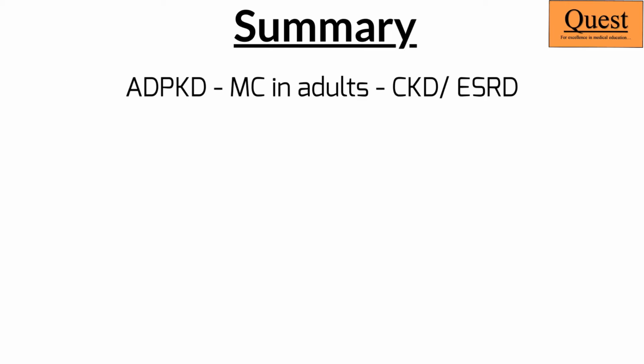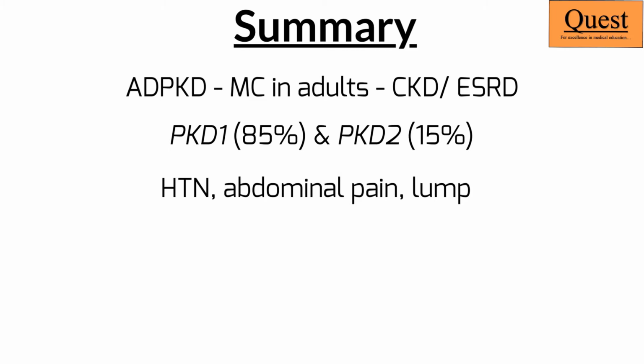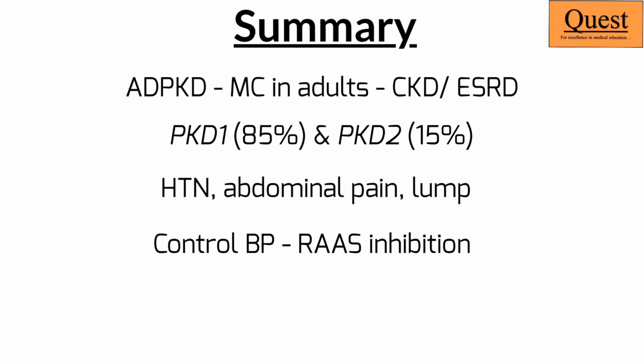To summarize, we understand now that autosomal dominant polycystic kidney disease is the most common form of polycystic kidney disease in adults and a leading cause of CKD. Two genes, PKD1 and PKD2, are responsible for this. Patients commonly present to us with hypertension, abdominal pain, and abdominal lump. And our management includes control of hypertension, treating the pyelonephritis, and taking care of painful cysts by providing drainage. When the patient develops ESRD, at that time we offer renal replacement therapy.